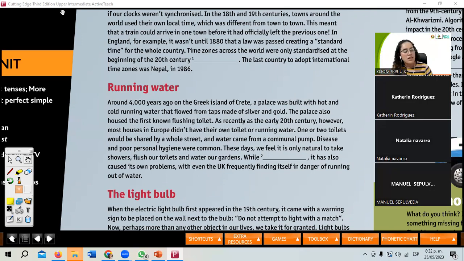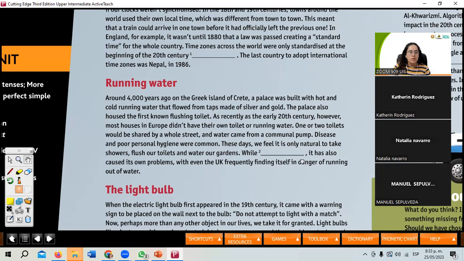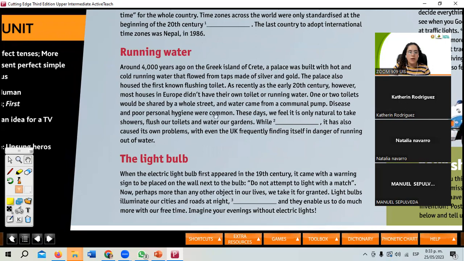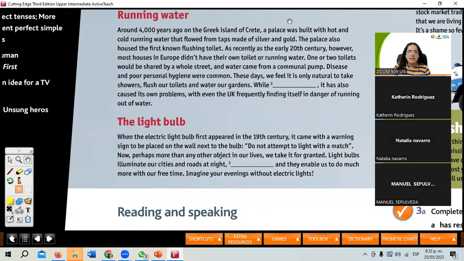So words, new words in this part, any new vocabulary? The Greek island of Crete, Creta. Running water that flowed from taps made from silver and gold. What is silver? Plateado. Plata. And gold, in this case, oro. From silver and gold. Okay, I think we clarified the other words like communal pump, flush the toilet, etc.